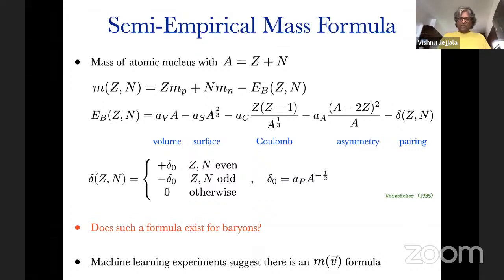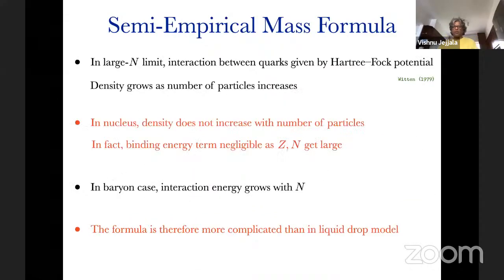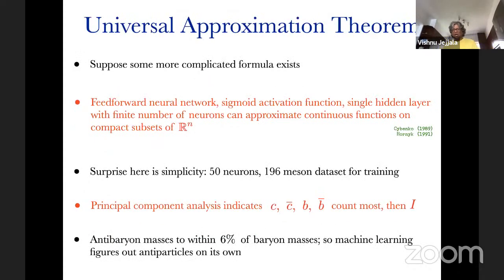So how do we find such a formula? Well, the formula is going to be of a different character than the semi-empirical mass formula we've encountered in nuclear physics. In a sense, in the nucleus, the density doesn't increase with the number of particles. And in fact, the binding energy terms become negligible as the proton and neutron numbers get large. Whereas in the baryon case, the interaction energy grows with n. So the formula is of a different character and perhaps more complicated than we've encountered in the liquid drop model.